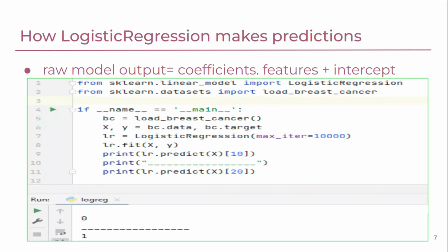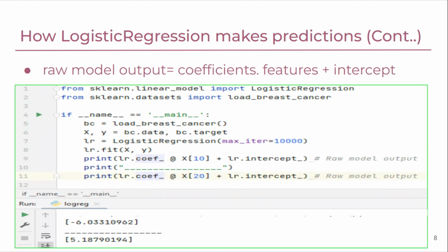Let's see this equation in action with scikit-learn's breast cancer classification dataset. We create a logistic regression object, fit it to the data, and look at the predictions on examples 10 and 20, which are 0 and 1. Let's now dig deeper. We can get the learned coefficients and intercept with lr.coef_ and lr.intercept_. Let's compute the raw model output for example 10. It's negative, that's why we predict the negative class, called 0 in this dataset. On the other hand, for example 20 the raw model output is positive, so we predict the other class, called 1 in this dataset. In general, this is what the predict function does for any x.